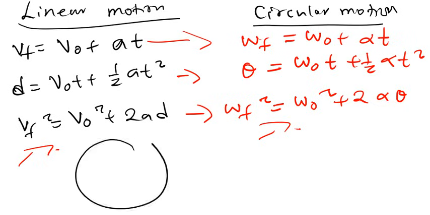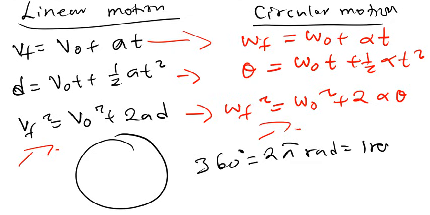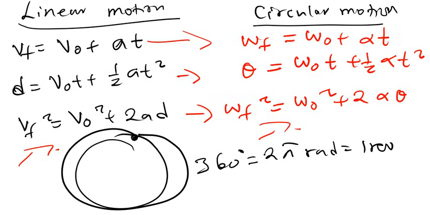The full circle is 360 degrees. 360 degrees is the same as 2 pi. This is now in rad. 2 pi rad is the same as 1 revolution. So when you start from this point and move all the way to that point, you have moved 1 revolution. 1 revolution is 360 degrees.